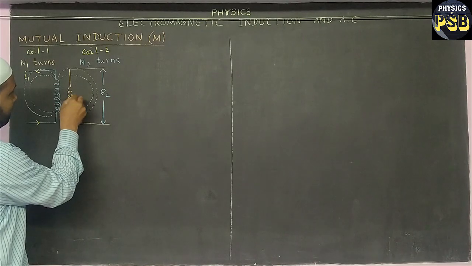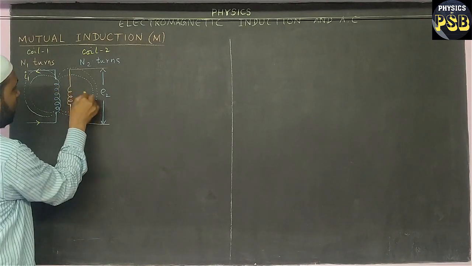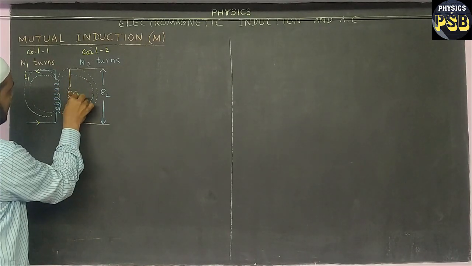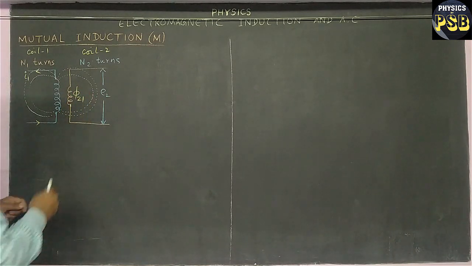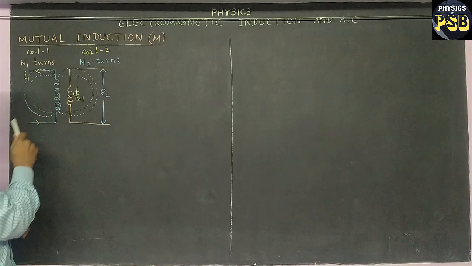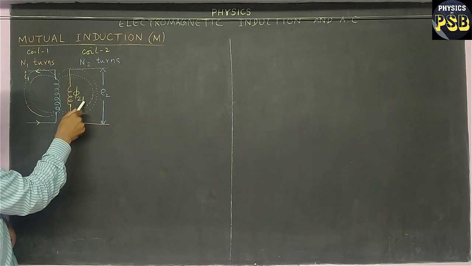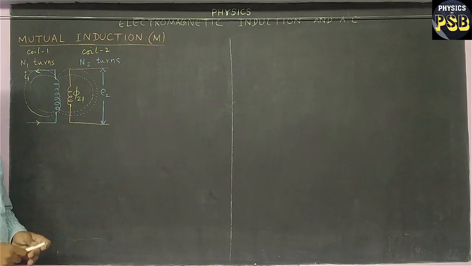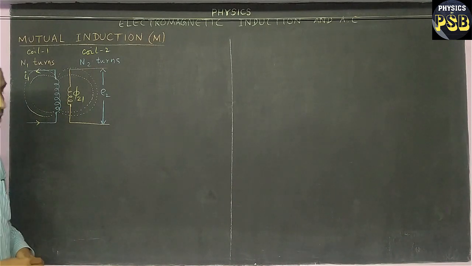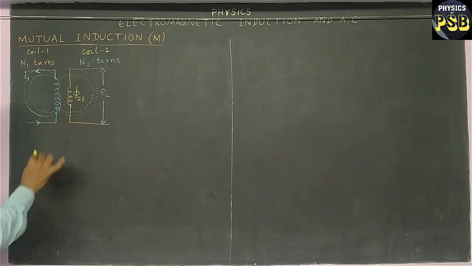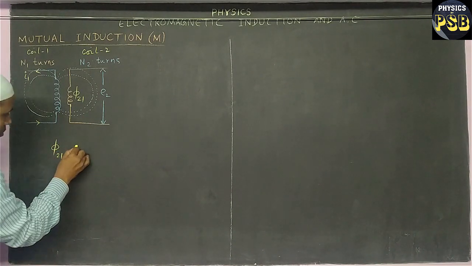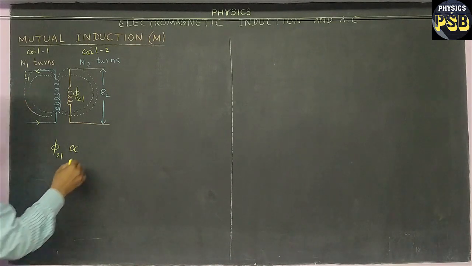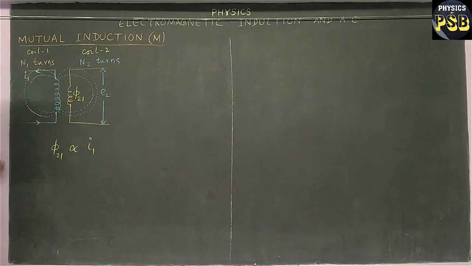I represent the magnetic flux linked with coil 2 as phi 2 1. That means magnetic flux linked with coil 2 due to the flow of current in coil 1. This is what it means. And it is found to be directly proportional to current I1 through coil 1.